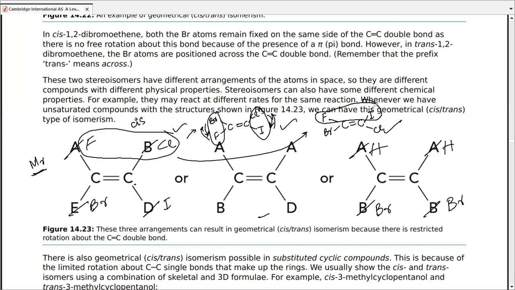F and I on the same side, Br and Cl on the same side, Br and Cl on the same side, F and I on the same side. That's what I'm talking about. So either you switch the two atoms or group of atoms on the left, or you switch the ones on the right, you would get a new isomer. But switching them both at the same time, you are still back to a cis isomer.